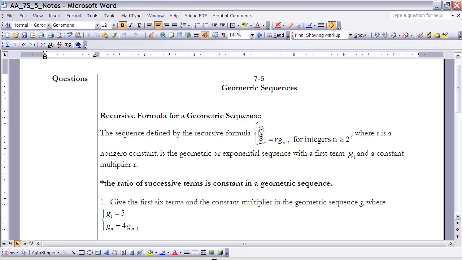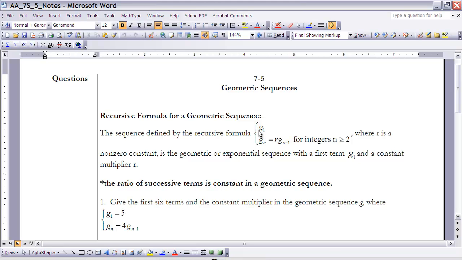Alright, these are the notes for section 7.5, geometric sequences. If you haven't done so already, make sure you pause the video at this time and read this section before continuing on. We've talked before, earlier in this course, on a couple different occasions, about sequences, and we primarily have looked at arithmetic sequences.